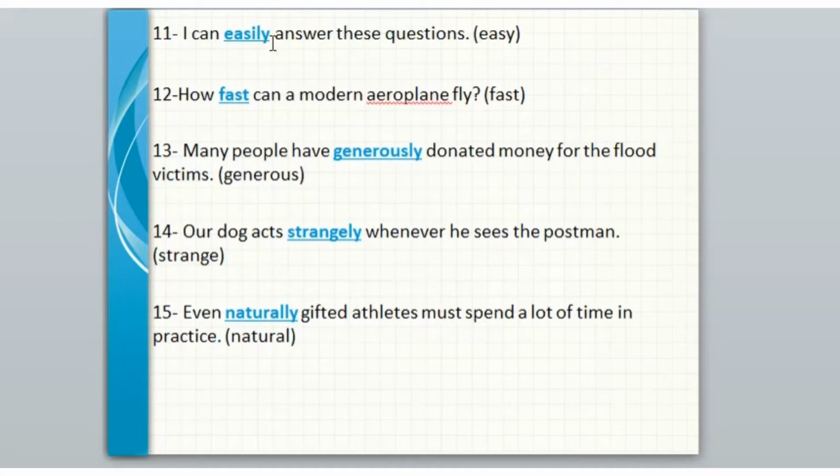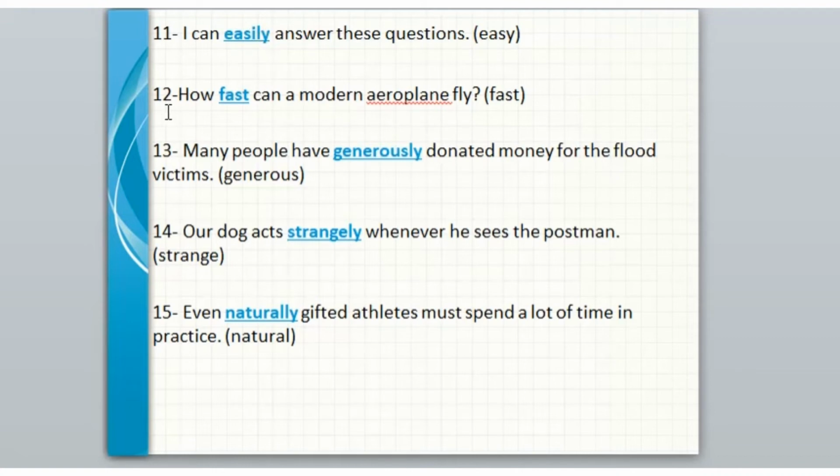Number 11. I can dash answer these questions. Bracket says easy. Easy is the one adjective. We have to make it an adverb. It is ending with y. Y will be replaced with ily. So it will become easily. Let's read it all again. I can easily answer these questions. Okay, in the blank we will write easily.